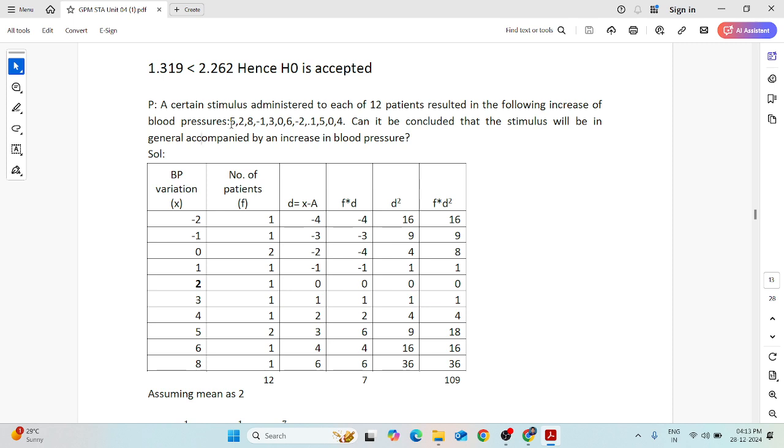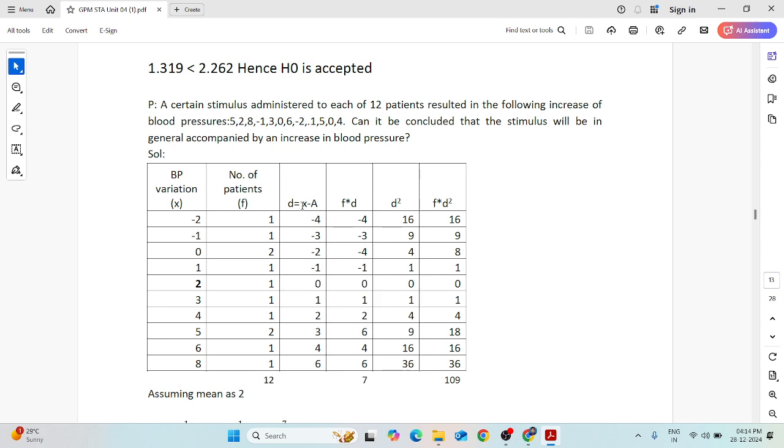we arrange the data orderly, from the highest negative value to the highest positive value, and count how many times each occurs. See here, if we observe minus 2, we have only one patient, whereas for 0 we have two patients. So for 0, how many patients? 2 patients. That means 2 times, 2 patients are there with the 0.